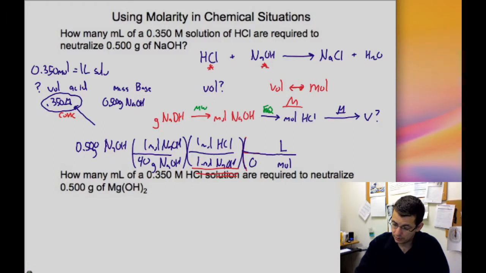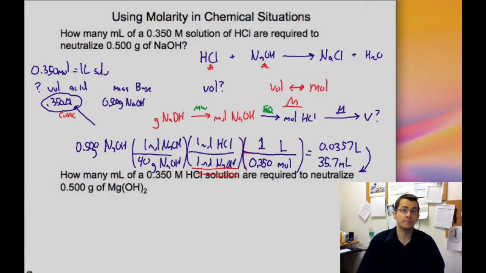So the number of moles would be 0.350, 1 liter. And out would come an answer in liters. It says it would require 0.0357 liters. The question asked us for milliliters. So a quick conversion, 35.7 milliliters would be produced.